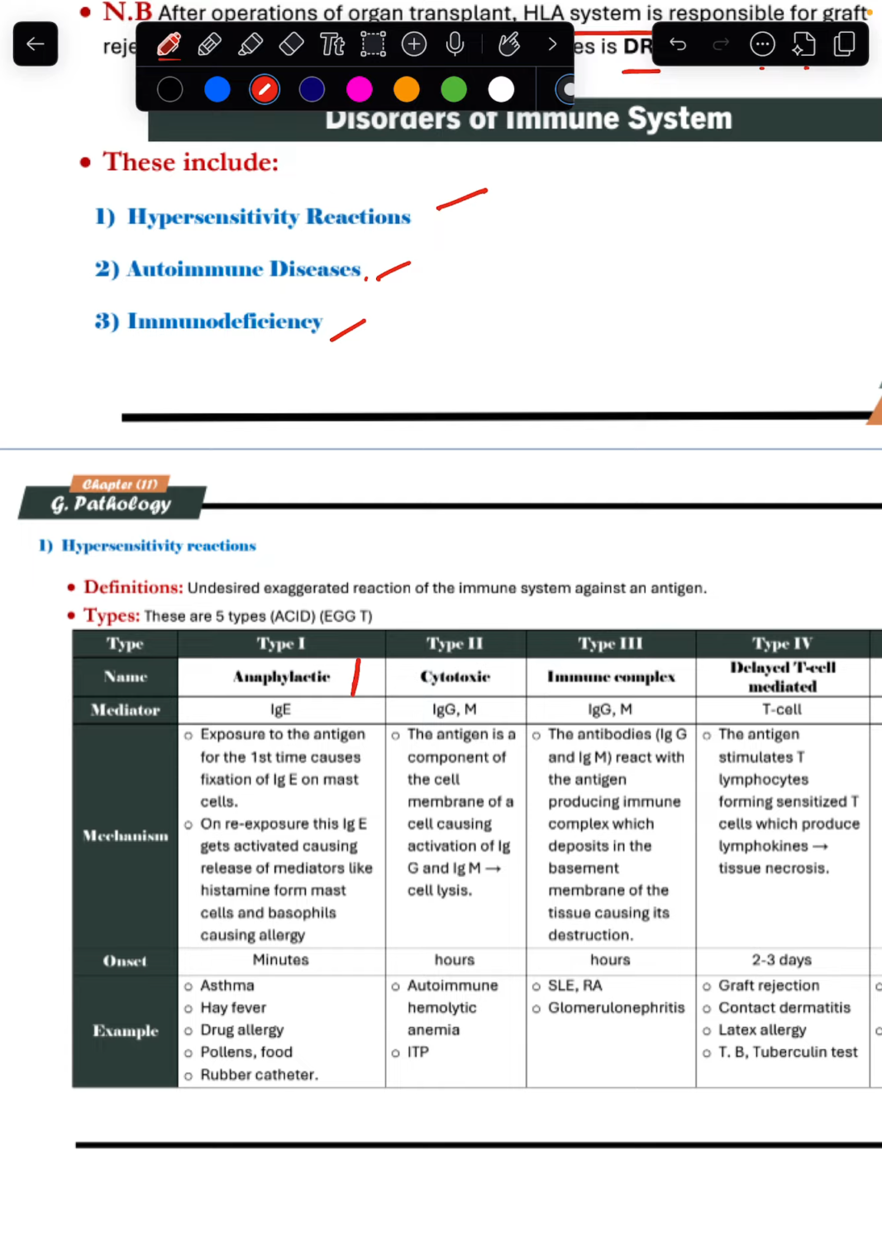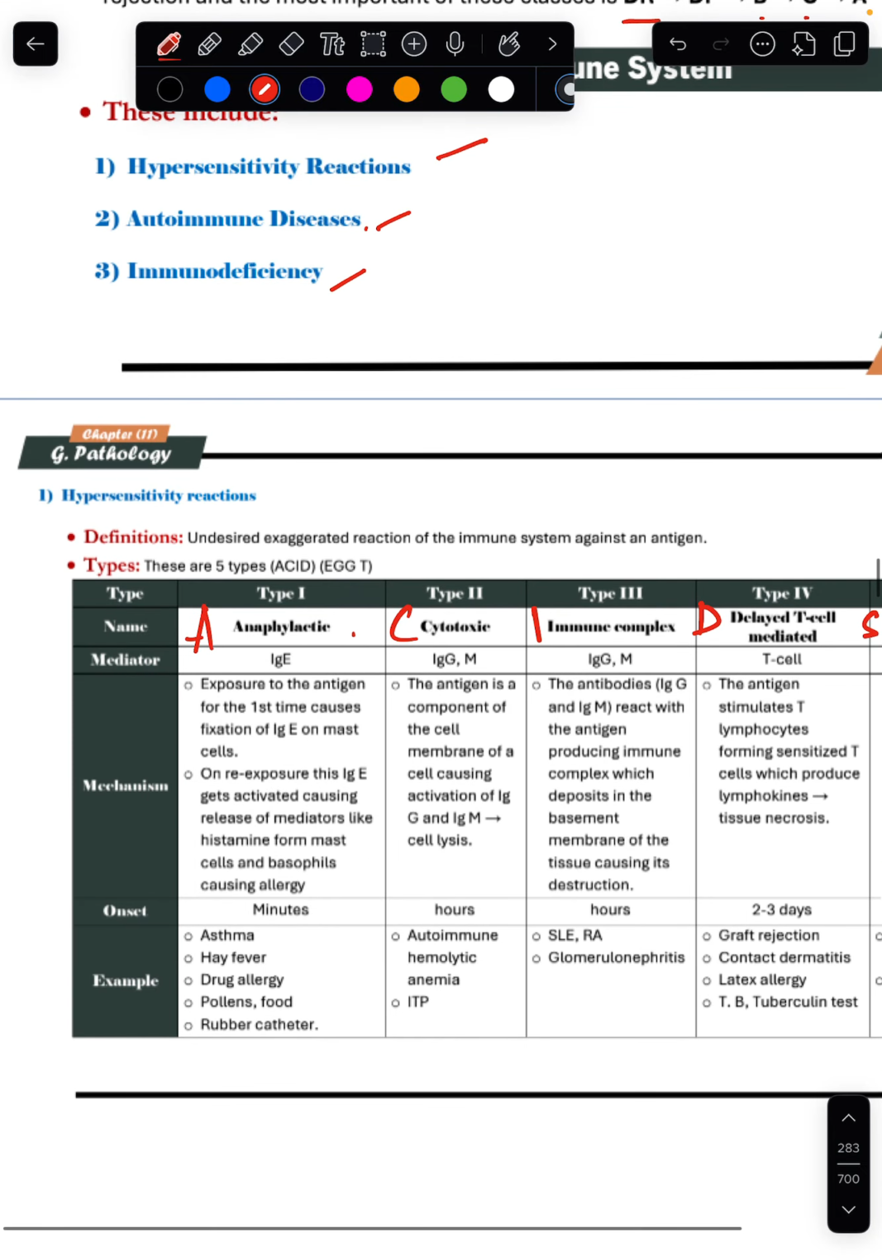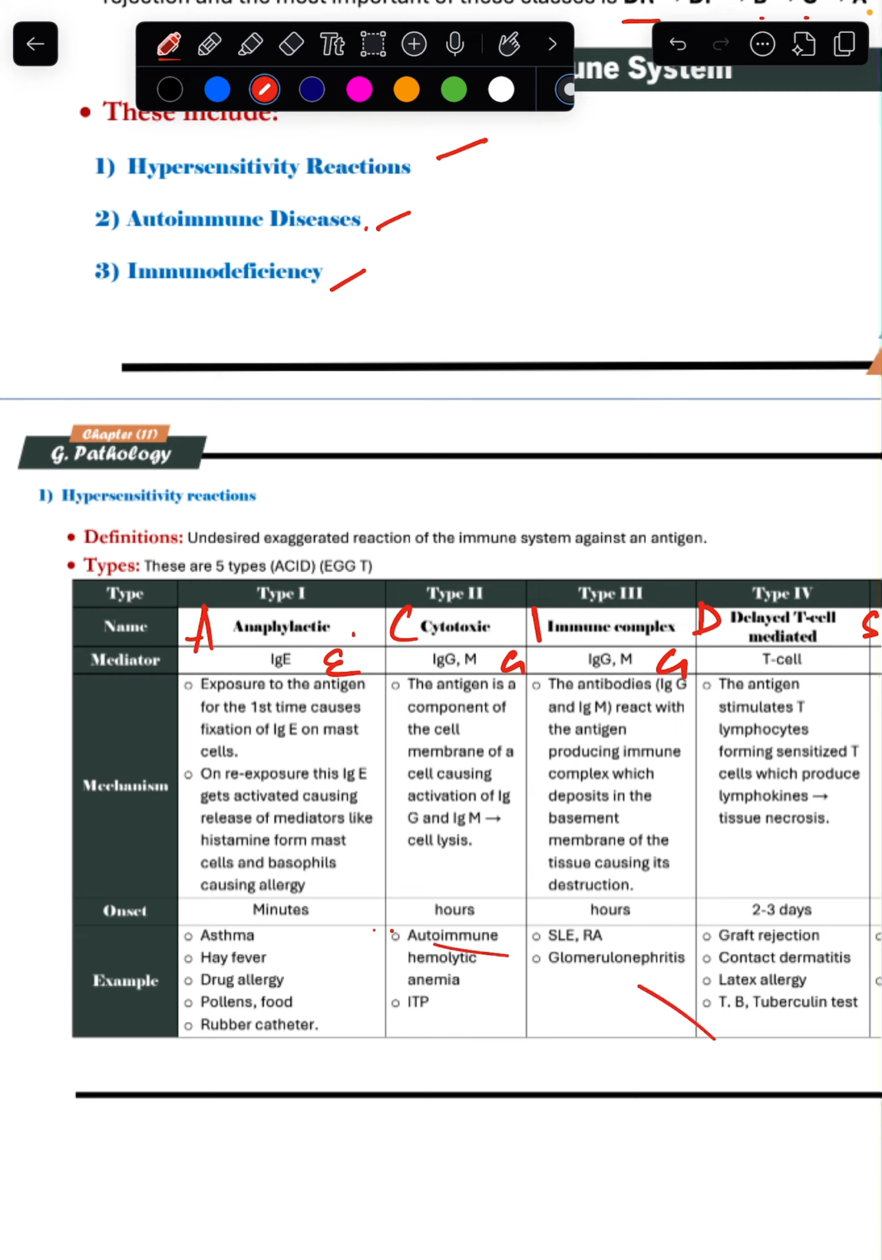It is remembered as A, C, I, D, and S. This one is IgE, IgG, so acid: anaphylactic, anaphylaxis. Exposure to antigen for the first time causes IgE to bind on the mast cells. On re-exposure, this IgE gets activated, causing release of mediators like histamine, and basophils cause allergy.